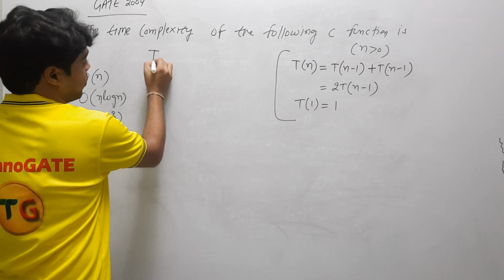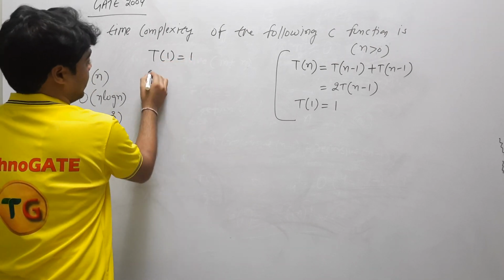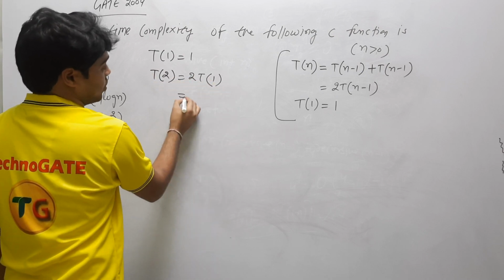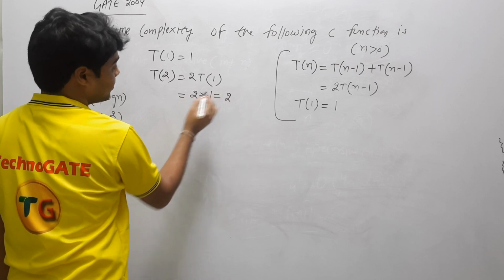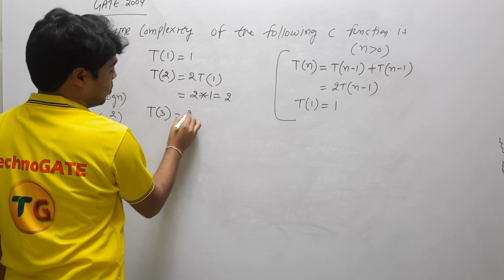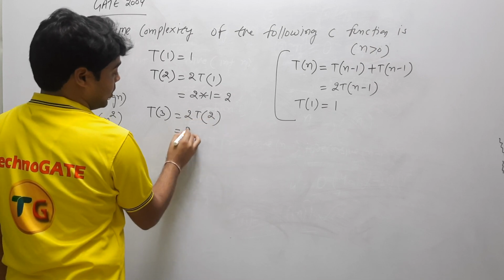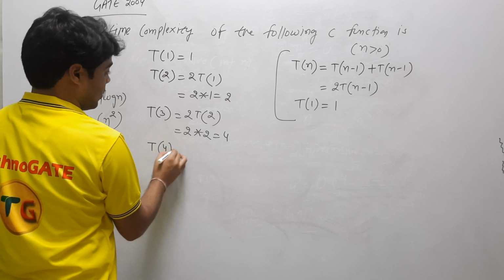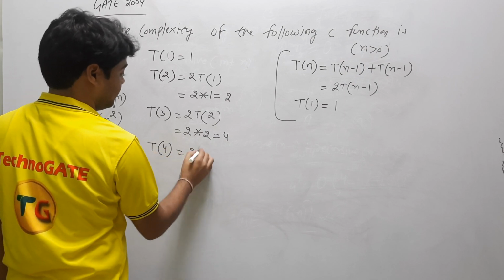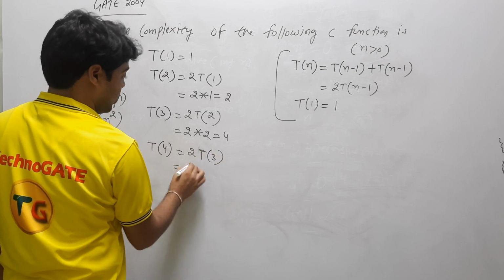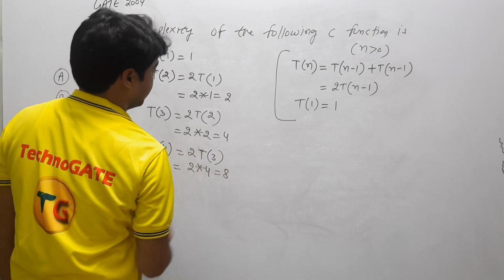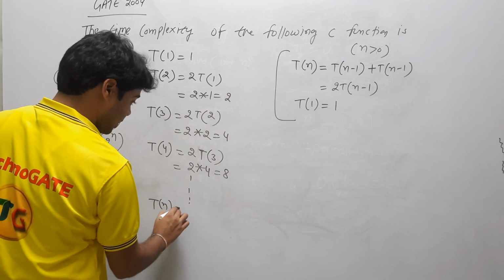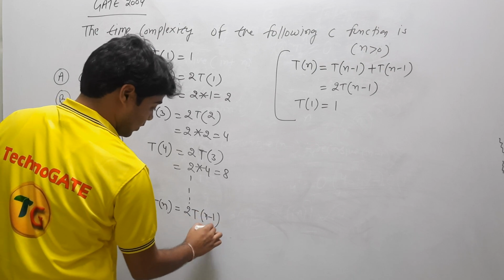Here T of 1 is 1. T of 2 is what? 2T of 2 minus 1, which is T of 1, so 2 into 1 is 2. T of 3 is 2T of 2, so 2 into 2 is 4. T of 4 is 2 into T of 3, so 2 into 4 is 8. Next, T of n is what? 2T of n minus 1.